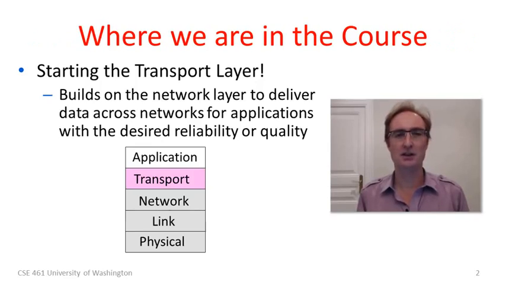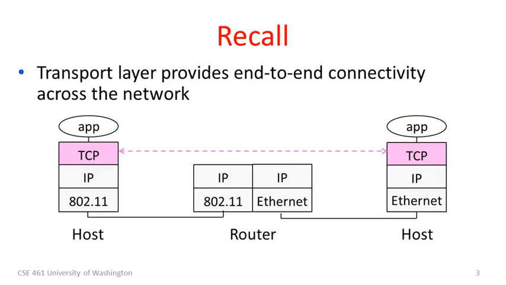But first, congratulations are in order. This diagram shows where we are in the course, and you can see that we've gone through the physical, link and network layers, and now we're starting on the transport layer. The transport layer builds on the services of the network, and it delivers data across the network to applications with different kinds of reliability or quality depending on the transport service model.